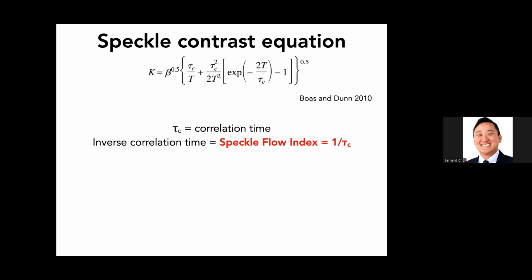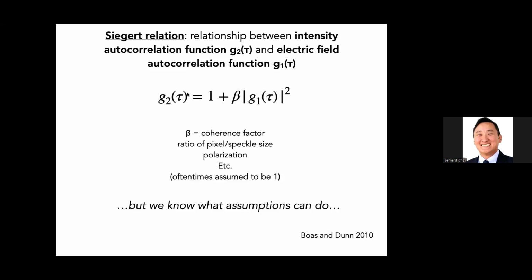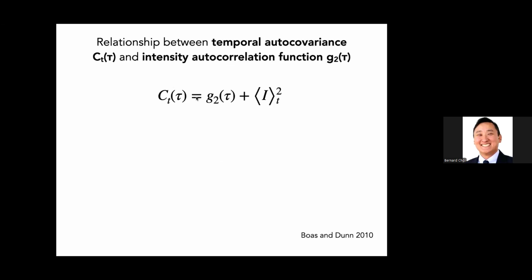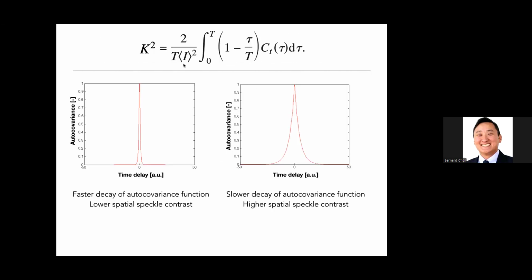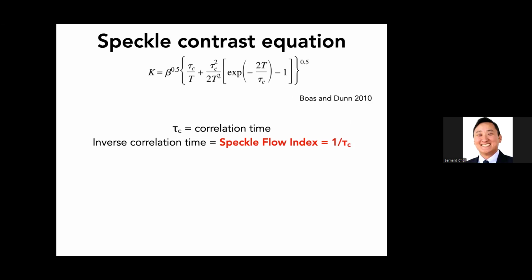So if you put that all together, I take this G1, I put it into this equation for G2, and I back propagate and put it into this covariance term, then I integrate. Okay, so I'm just going backwards now. I can get this contrast equation. This is the canonical speckle contrast equation that is often used.